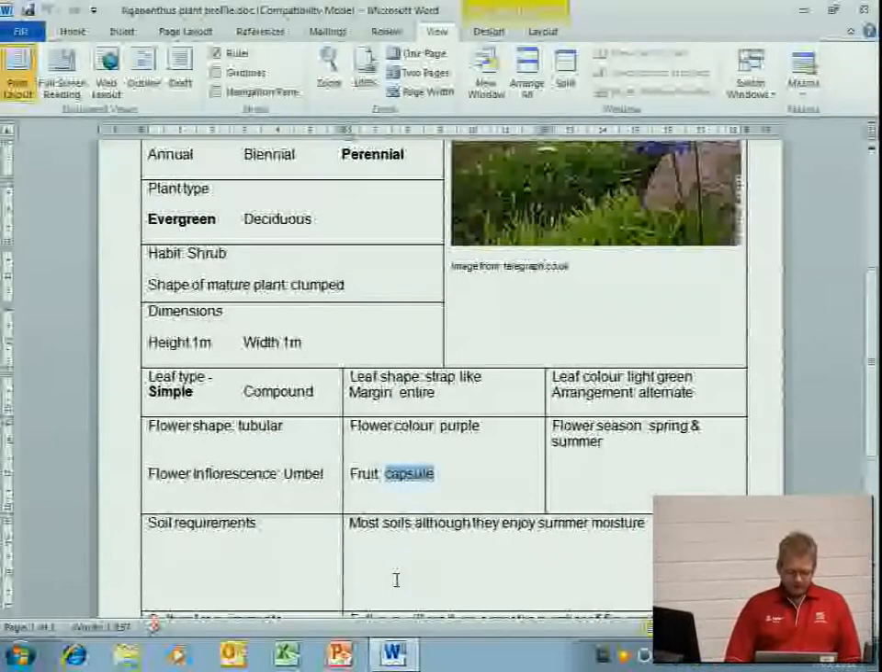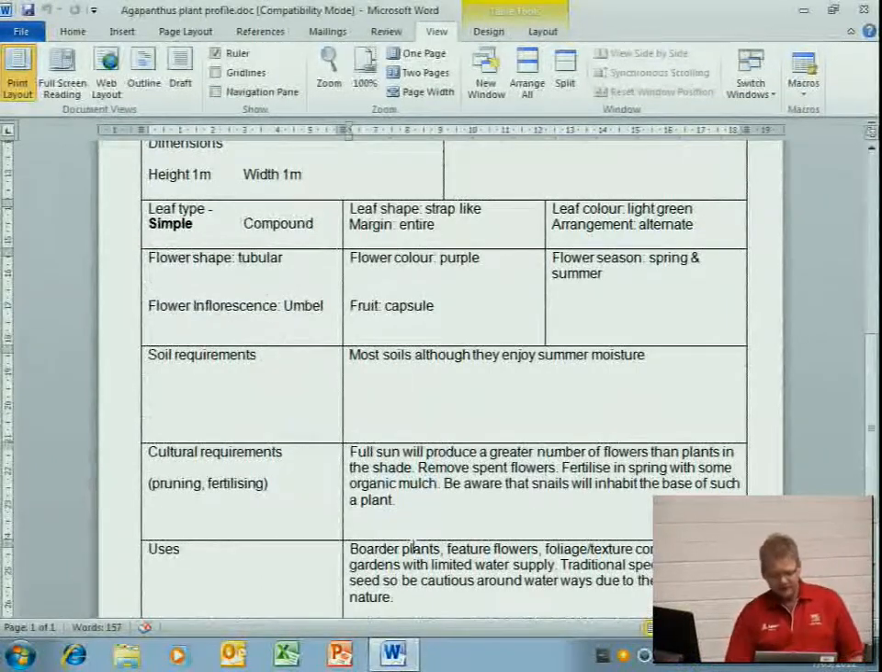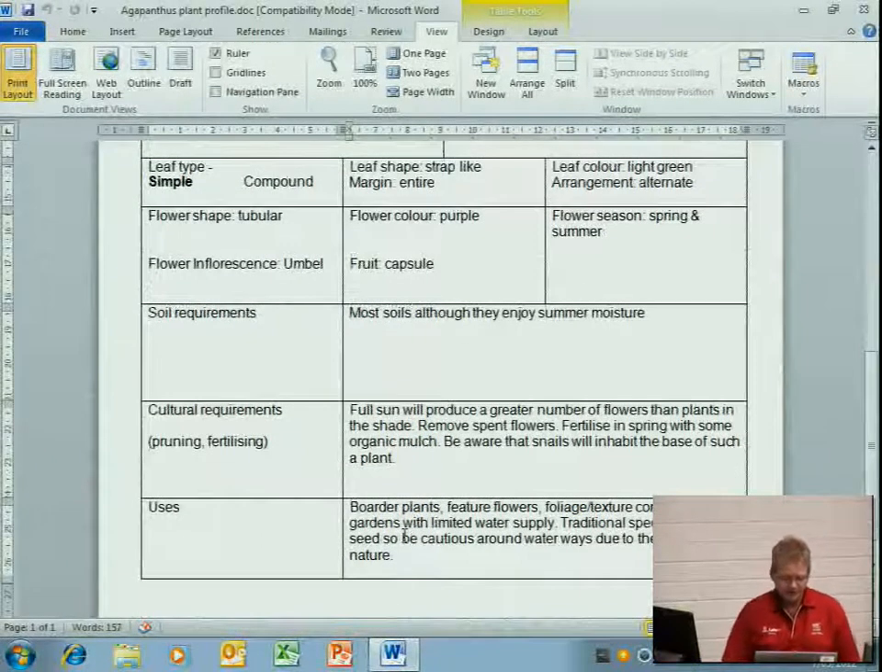Now this is important, these next few boxes, so if you can, jot down as much information as you can for the differing species. So in our situation, soil requirements, because it's such a tough plant, being the agapanthus, it'll grow in most soils, although they do enjoy summer moisture. So if you can irrigate them over summer periodically, you'll get more flowers and a better show for you.